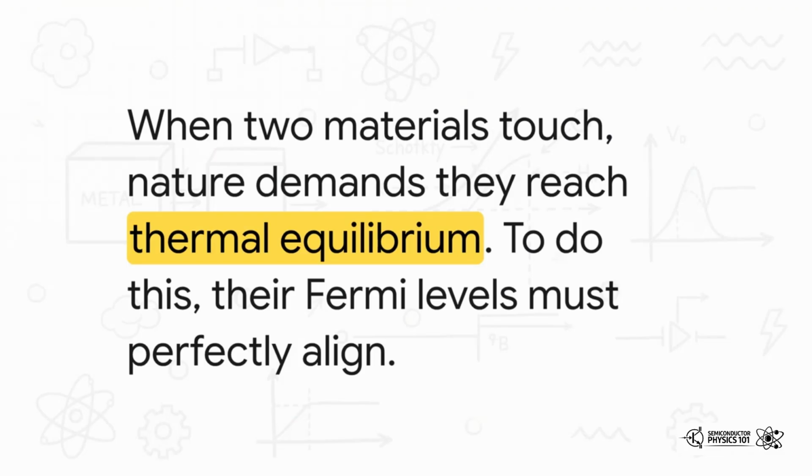Okay, so here is the single most important rule of the whole thing. When these two materials make physical contact, nature just demands that they find a balance, a state of equilibrium. And the only way for that to happen is for their Fermi levels, which you can kind of think of as the average energy of their electrons, sort of like a water level, to line up perfectly.